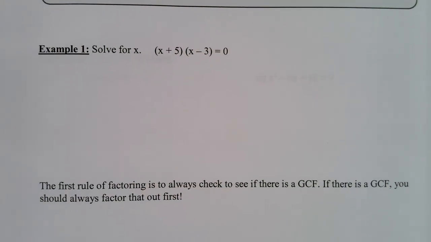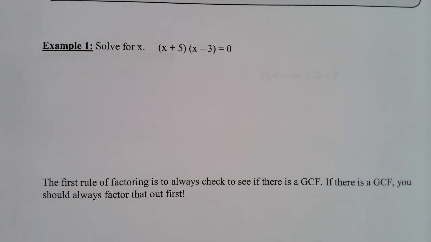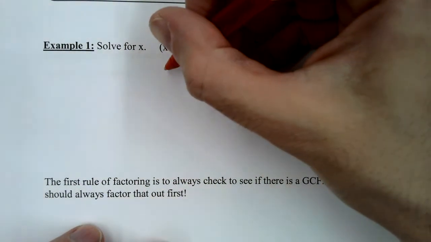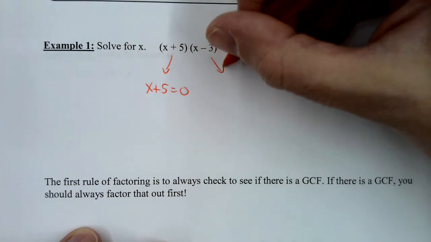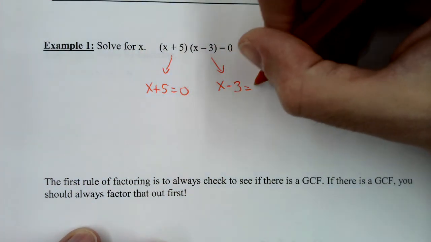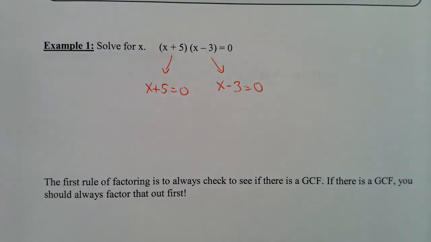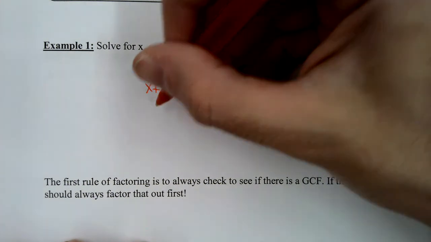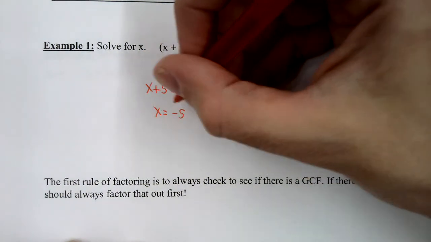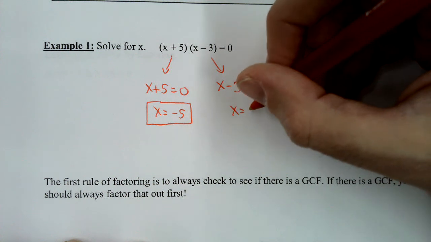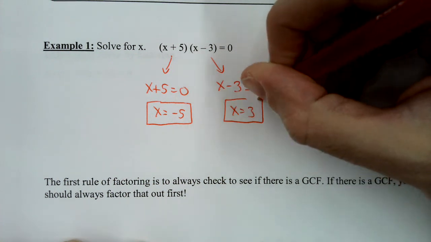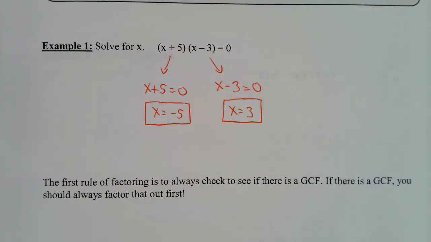Example 1, solve for x. We have (x + 5)(x - 3) = 0. So we're going to use the zero product property. Either the first quantity is 0 or the second one is 0. So either x + 5 = 0 or x - 3 = 0. Solve each one of those equations. The first one, you get x = -5. And the second one, you get x = 3. Those are my two answers for that one.